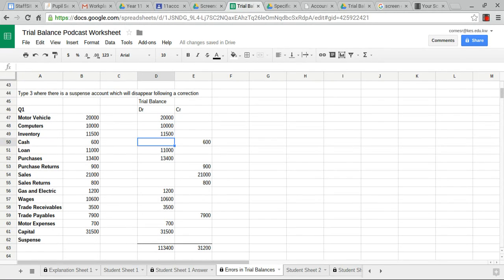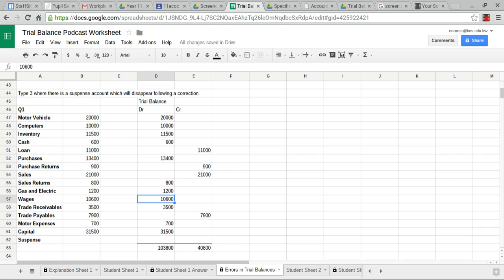Computer's inventory in the right place. Cash is a current asset, so it should be on the debit side. Loan, that's in the wrong place. It's going to be a liability. Purchases, correct place. Purchase returns, when we send goods back to suppliers, we're losing current assets. That's correct. Sales in the right place. Sales returns in the wrong place. There we're gaining the inventory back again, so we're gaining a current asset.